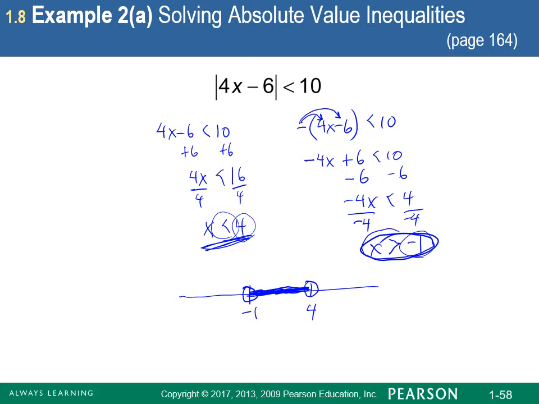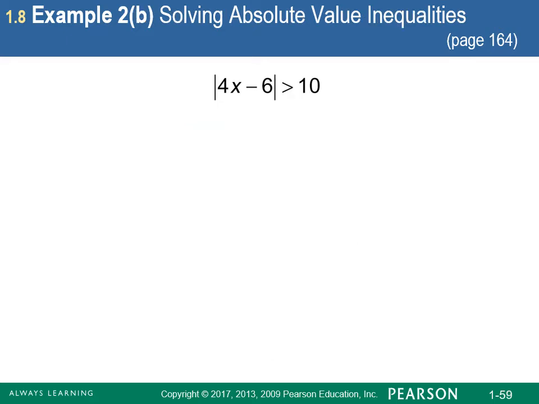So now here is my answer in interval notation. -1, comma 4, parentheses on both. So hopefully you're catching on by now, so I will go through this a little quicker. Again, notice the symbol is different than the previous problem. However, my technique is the same.